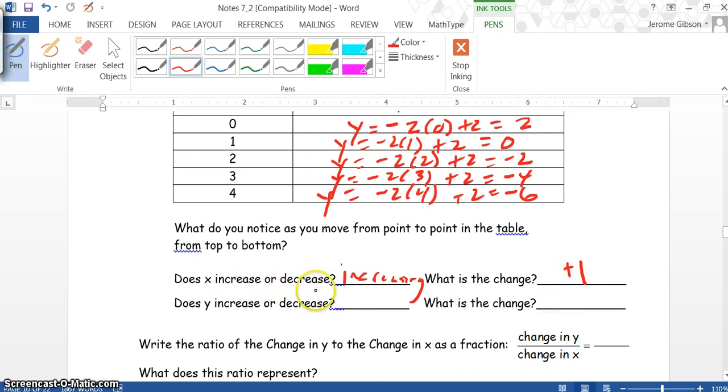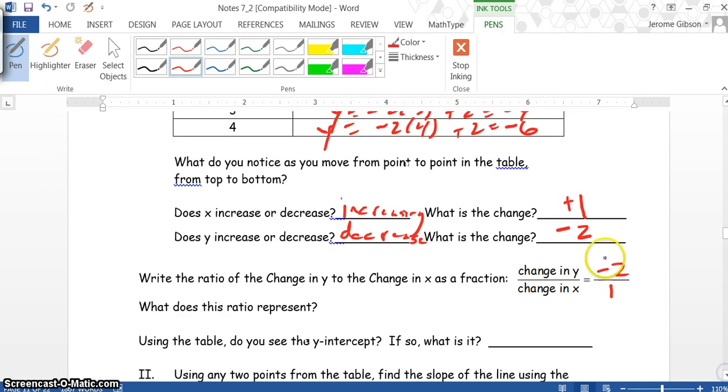Does y increase or decrease? It decreases. What is the change? The change is minus 2. So now we substitute in the values. The change in y is negative 2, and the change in x is 1. Now we know that this will equal negative 2.